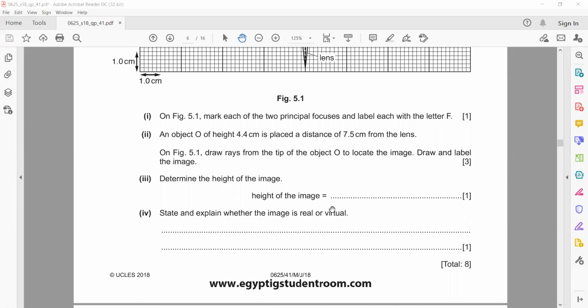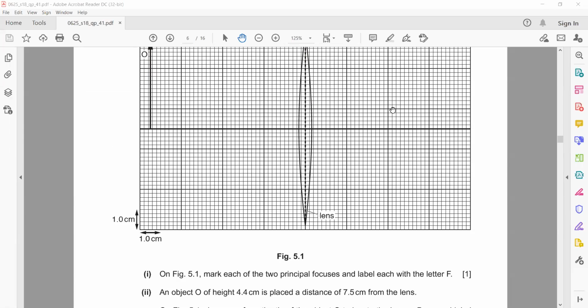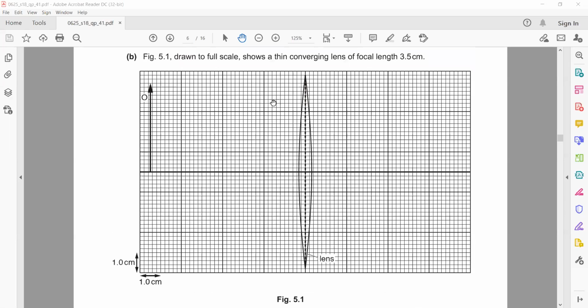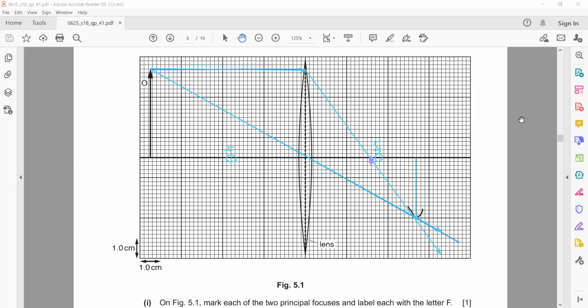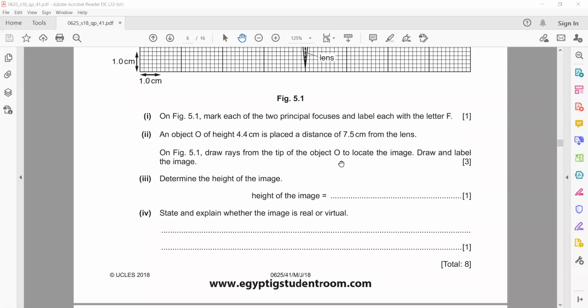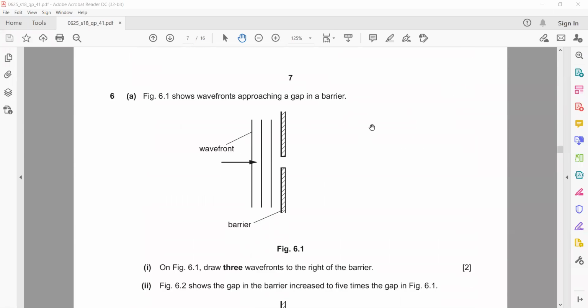State and explain whether the image is real or virtual. Which image is this, real or virtual? We can see this image on the screen, so it is a real image. It can be seen on the screen, and it is formed by the intersection of the two light rays after refraction. Yeah, that's right as well.